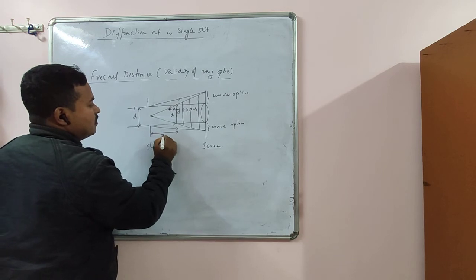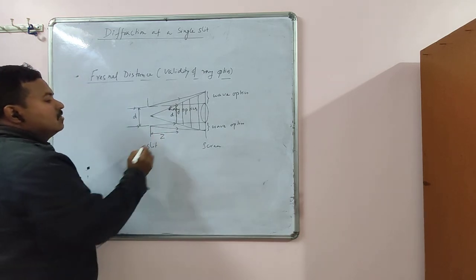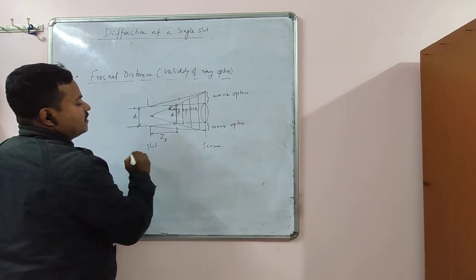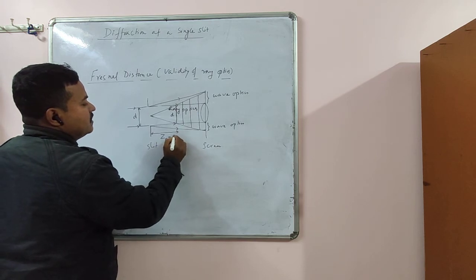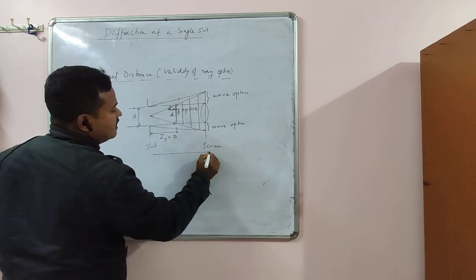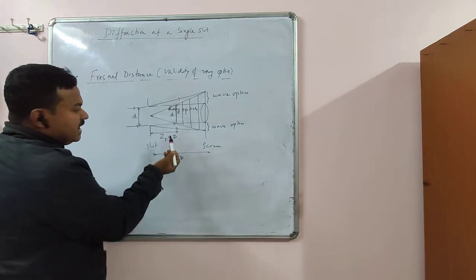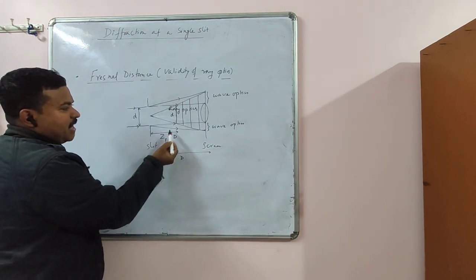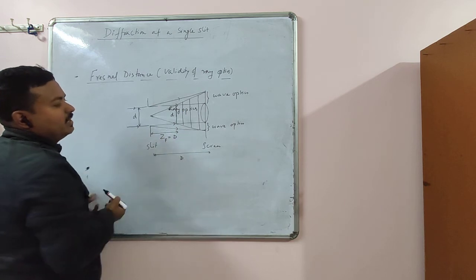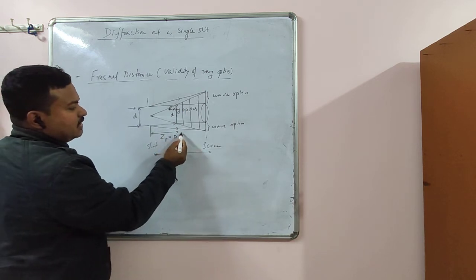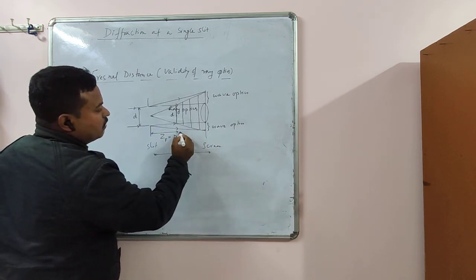That distance is called what? Fresnel distance, we denote it by ZF. What is D? D is the distance between slit and screen. Now, if D is equal to ZF, up to this distance your ray optics is valid. If the distance is greater than ZF, wave optics is valid.